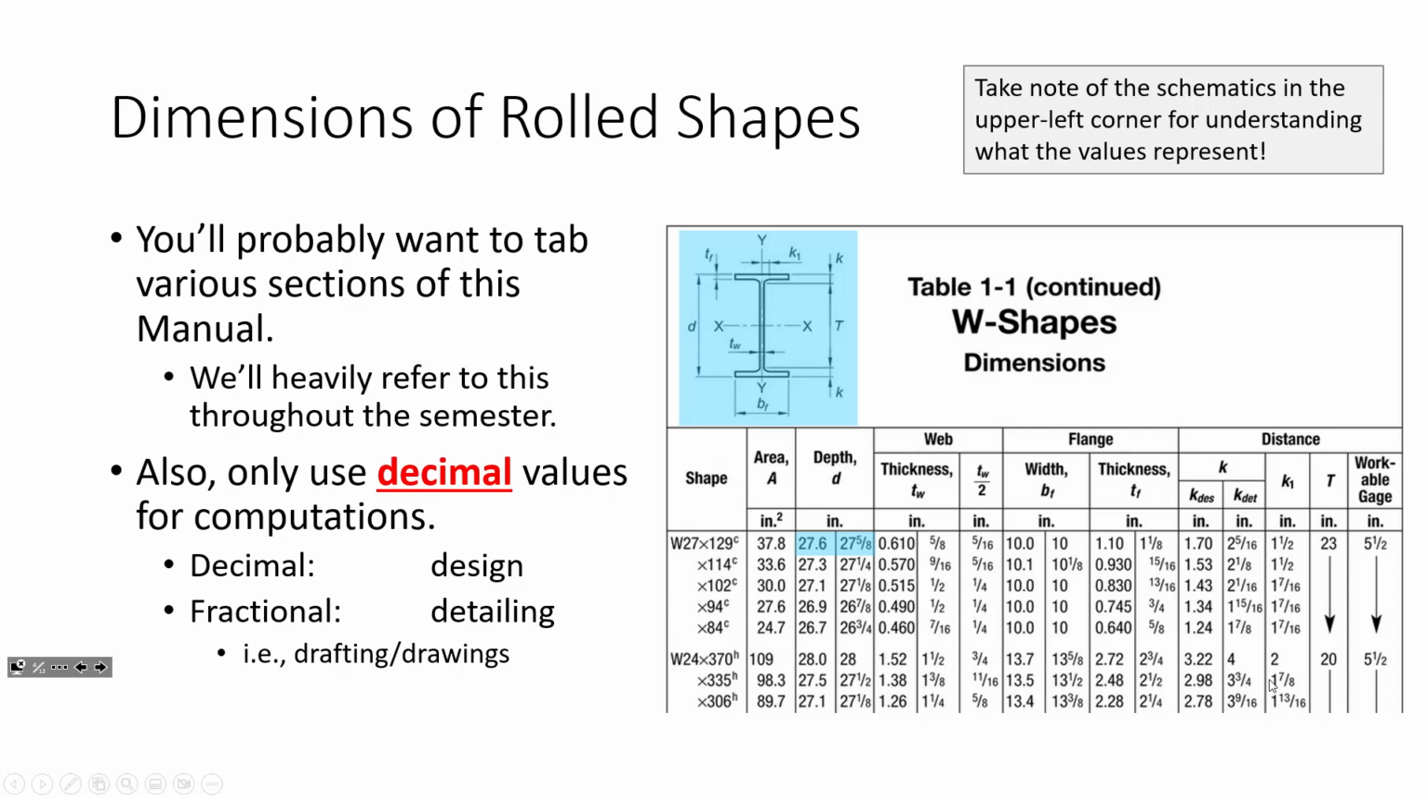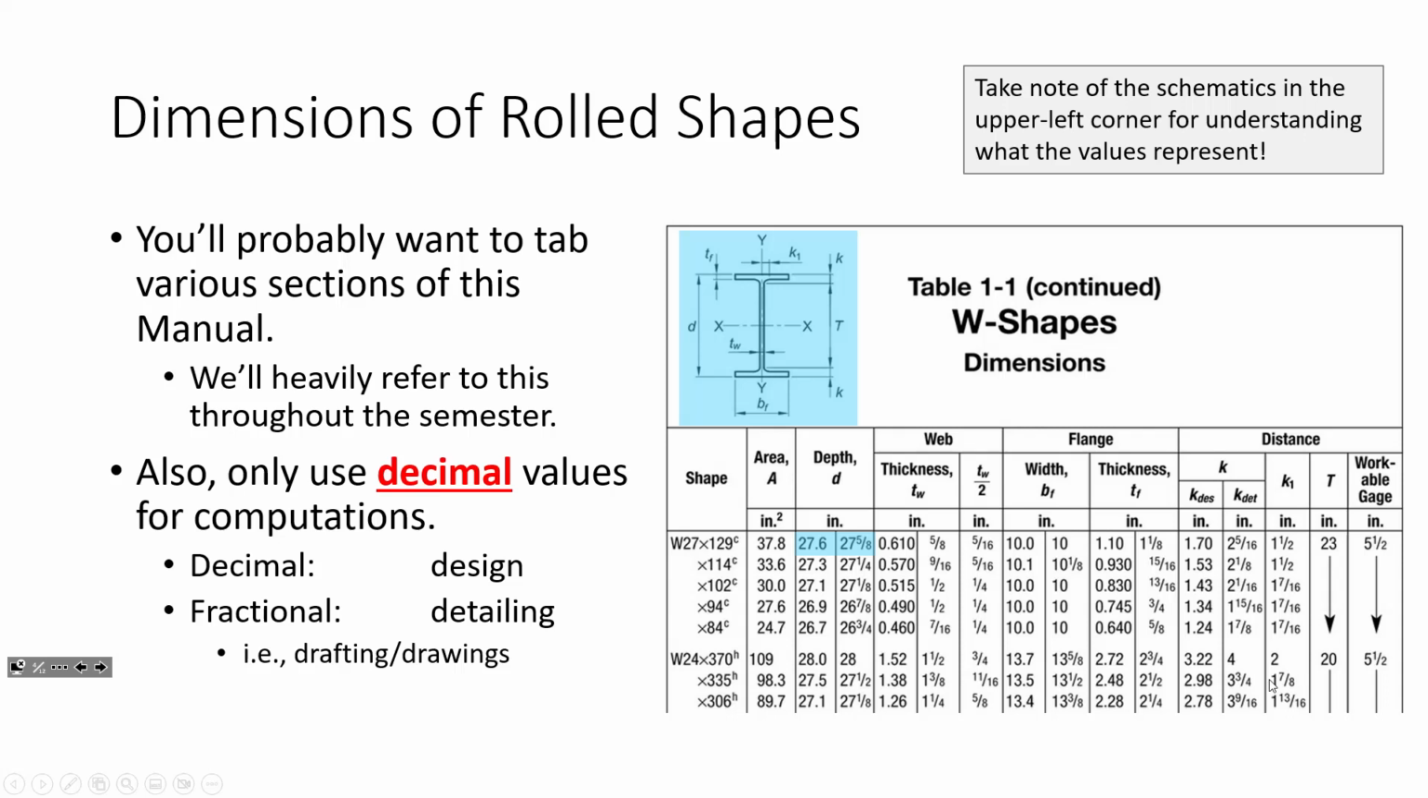Okay, the first thing that I really want everybody to point to and pay attention to is this schematic here in the top left. This schematic will tell you graphically what the data in this table represents. As an example, if I have an I-shaped section and I want to know what this dimension is right here, there is a name for that dimension.